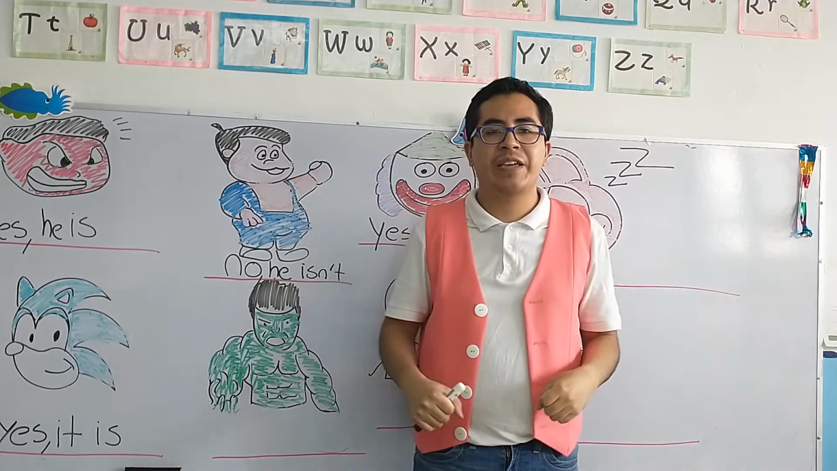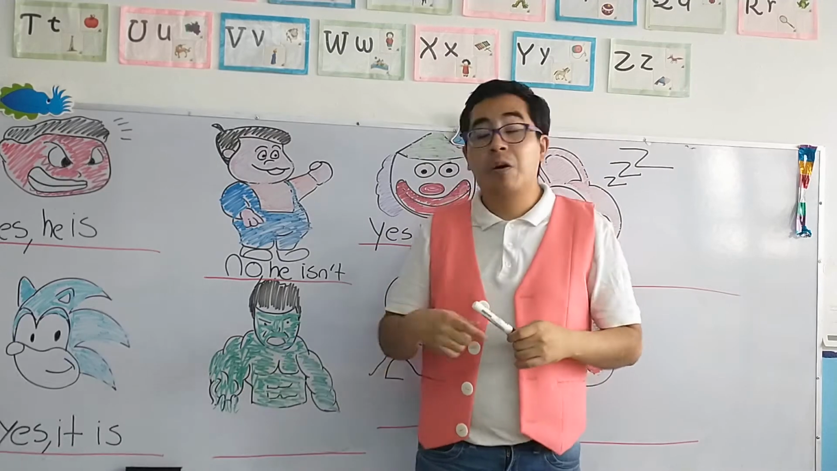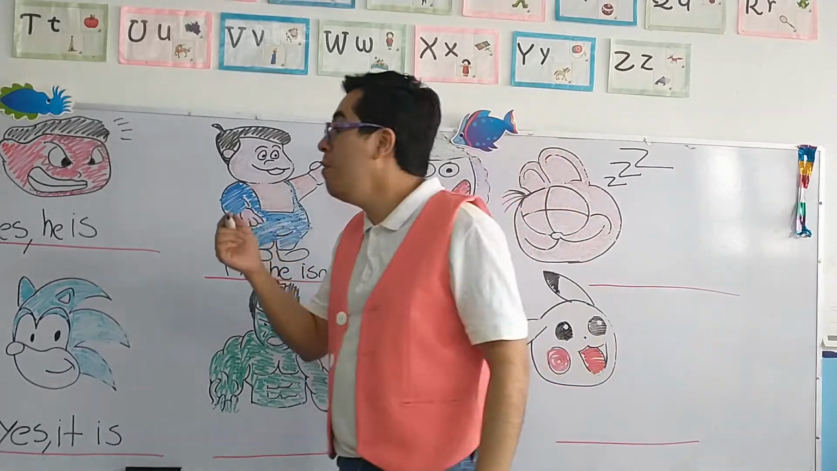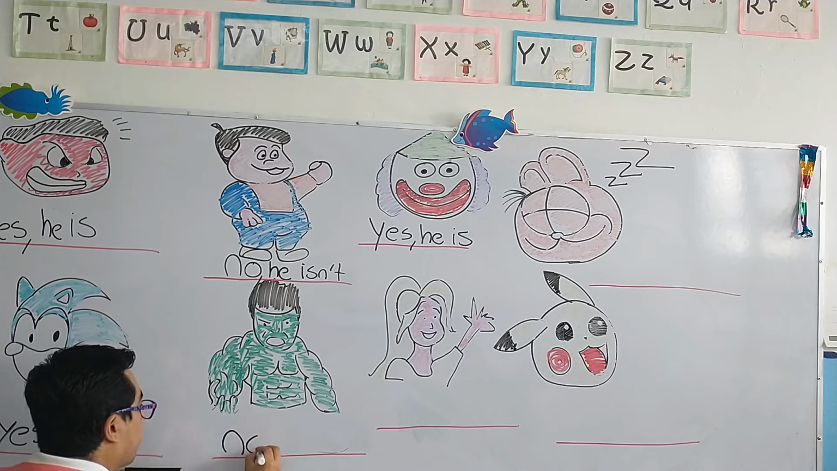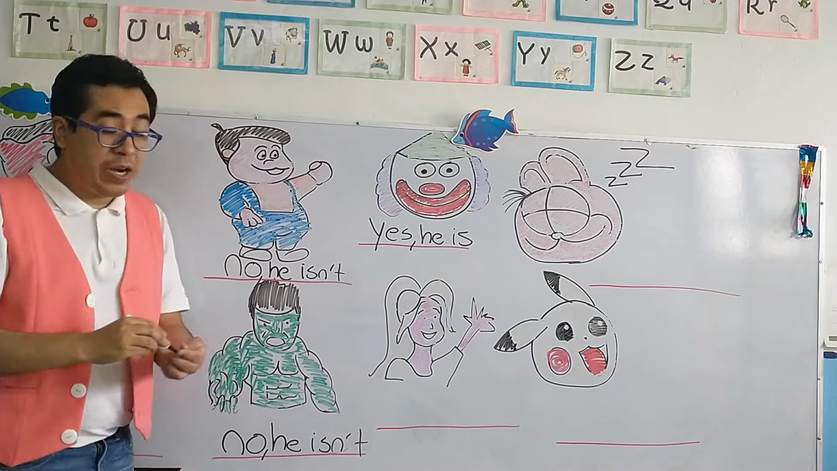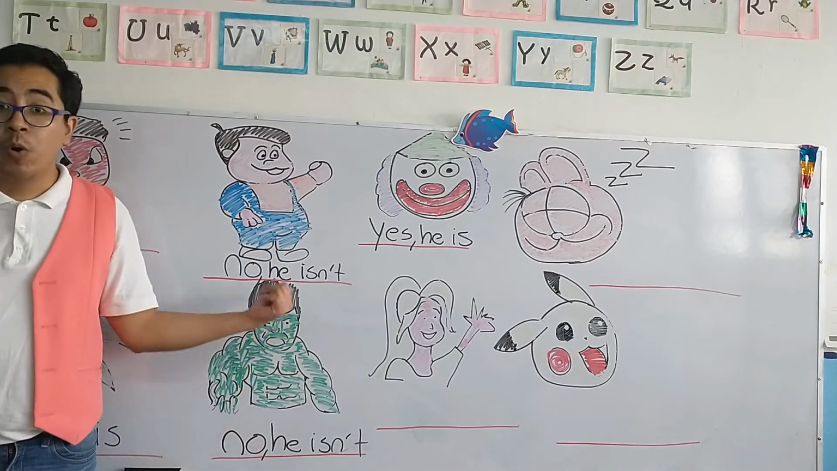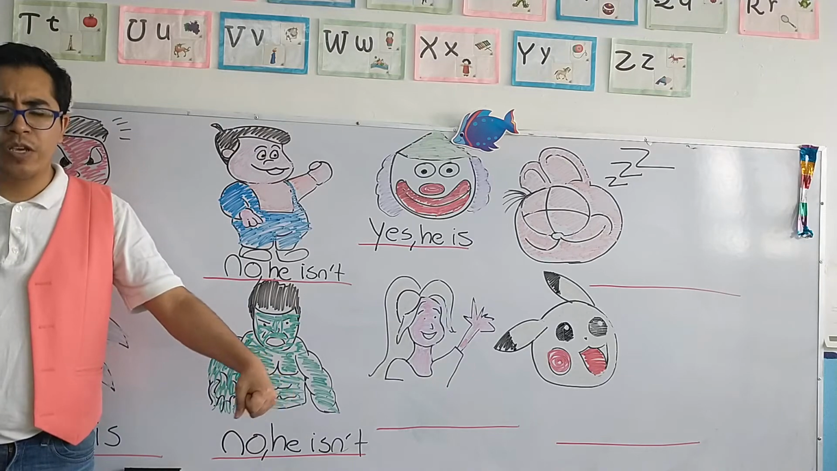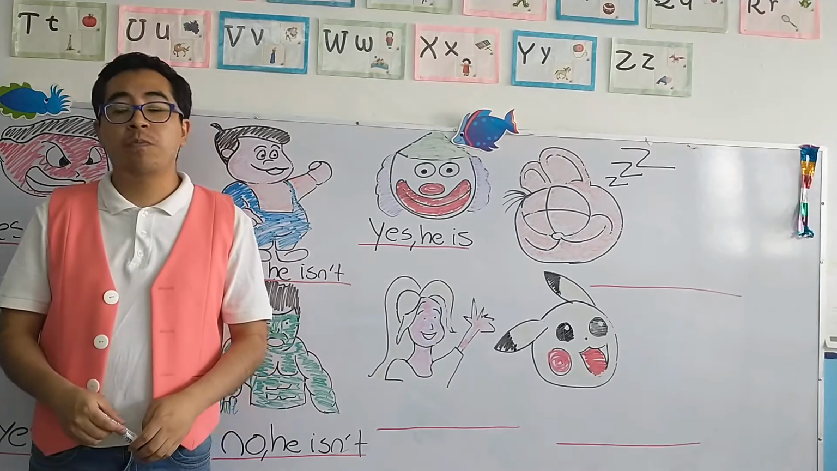Él es fuerte. So remember, weak, débil. Is the Hulk weak? No, he isn't. Once again, we are using the pronoun he because we're talking about a boy. The Hulk is a boy, es un niño. Now, let's continue with the next object.